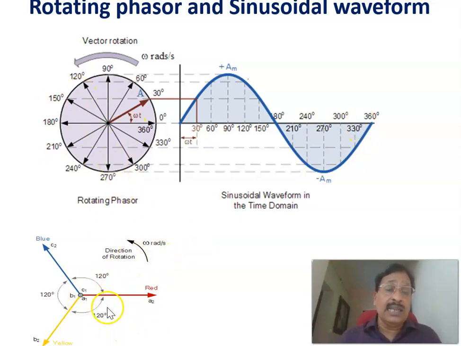The same thing applies to the three phases, represented as a three phase vector diagram, as I already explained on the last slide. This is the R phase, and this is the Y phase, which is lagging by 120 degrees, and again 120 degrees lag in the B phase. That is rotating at the angular frequency, so the three phase voltage will be generated. This is just to explain that as the phasor rotates here, the corresponding variation in voltage is indicated here. This is a sinusoidal waveform in the time domain, and this is a rotating phasor.